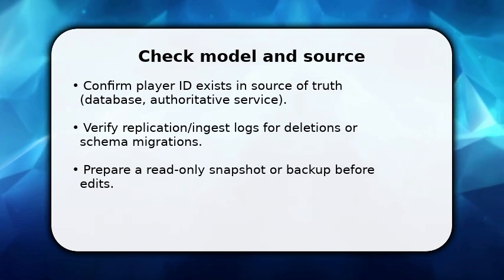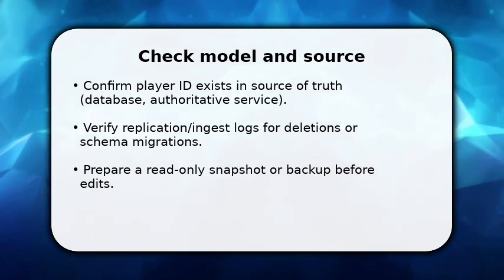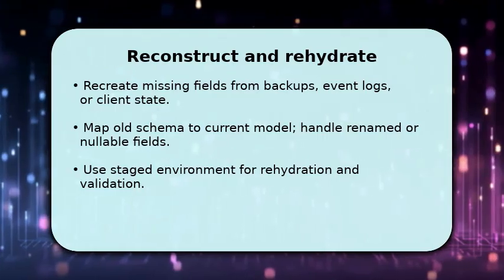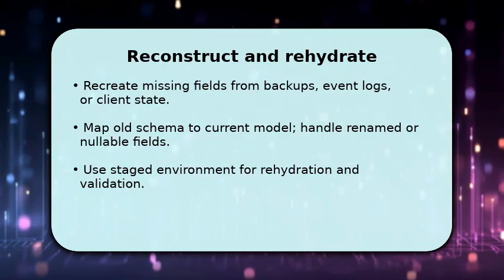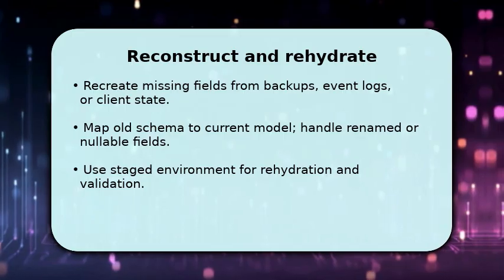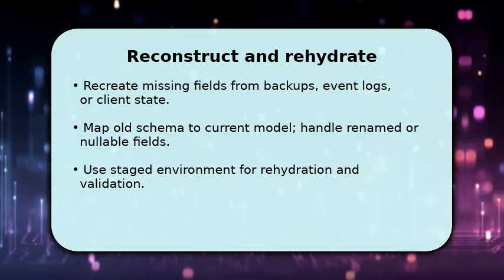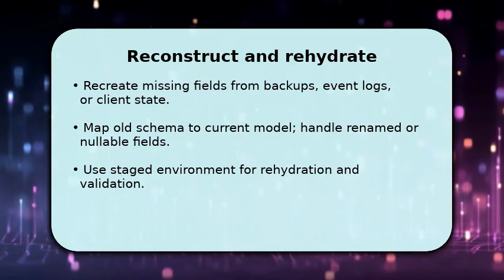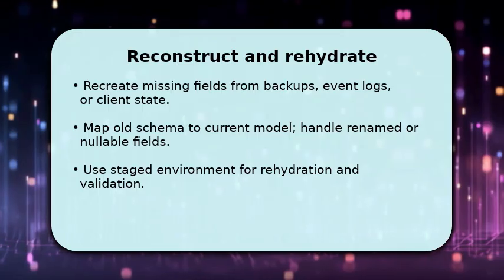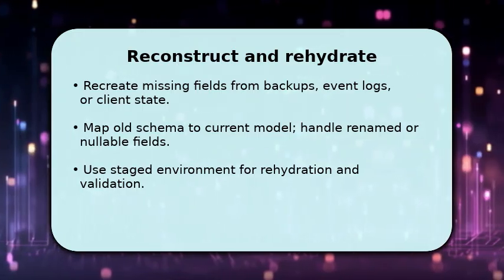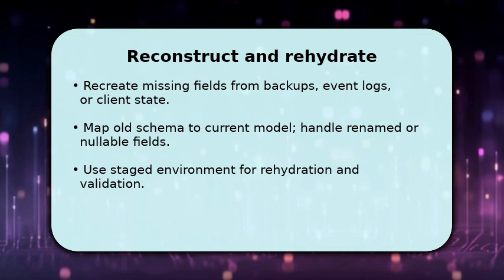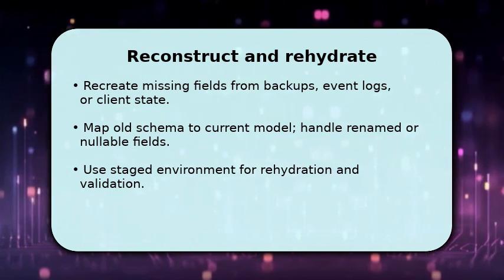Now you rebuild the missing model entry. Start by extracting latest state from backups, event streams, or client devices to reconstruct required fields. Next, translate legacy schema names to the current model and fill defaults for newly required fields. This avoids validation rejections. Once constructed, rehydrate the model in a staging environment and run the same business logic and integrity checks used in production, so you can confirm relationships, permissions, and indexes behave correctly before any live restore.